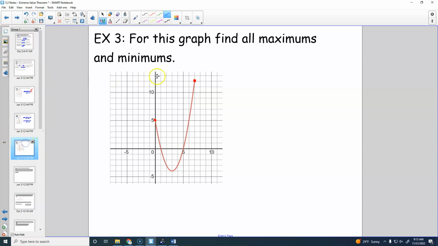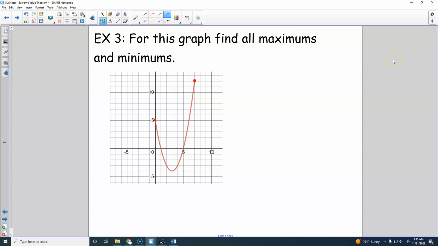Okay? All right, now, let's look at this graph. This graph is different than the last two that we looked at, because the last two that we looked at had arrows that went up and down forever, right? This one does not. This one has endpoints. Okay? So, if I'm looking for the maximum and minimum values, what would I have for this?